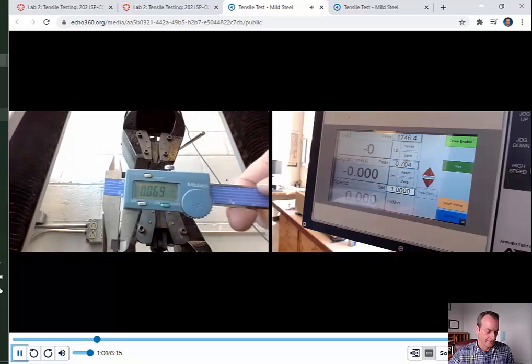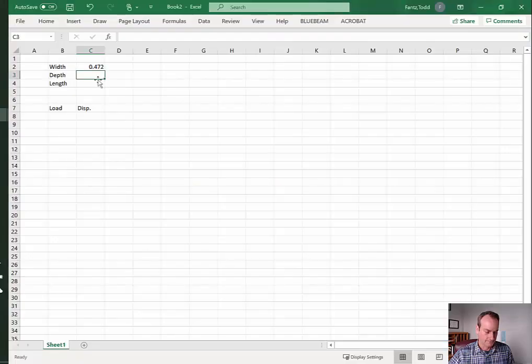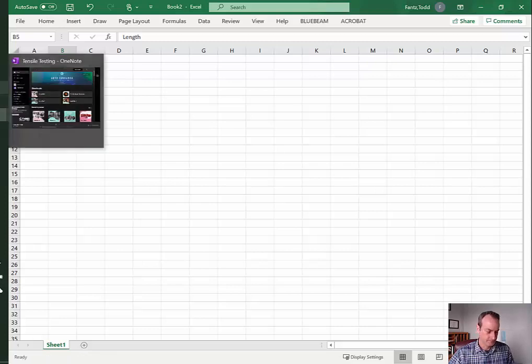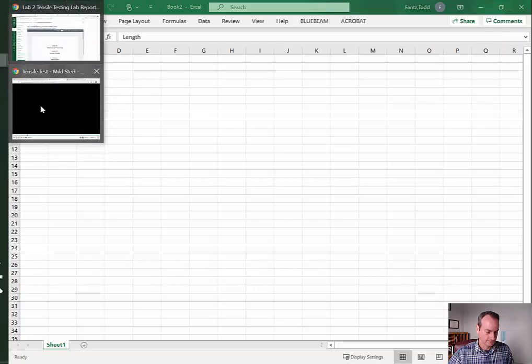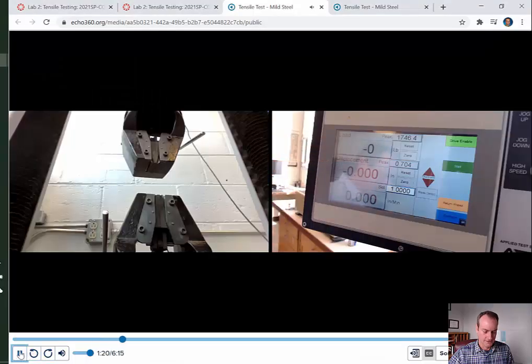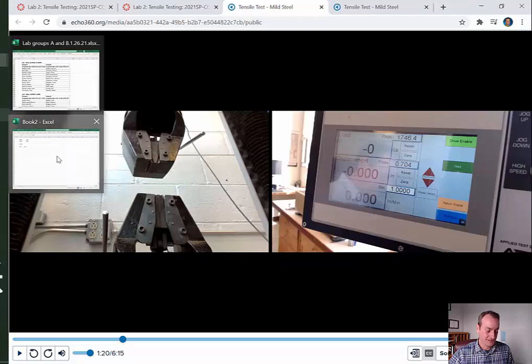0.069. So from those two numbers, you multiply them together, that'll give you the cross-sectional width, right? Which is important because we need to know the stress, which is the load divided by area. And you can see over here, what we're going to be looking at is our load and our displacement. So, all right, like the video said, what we care about is a cross-sectional area.